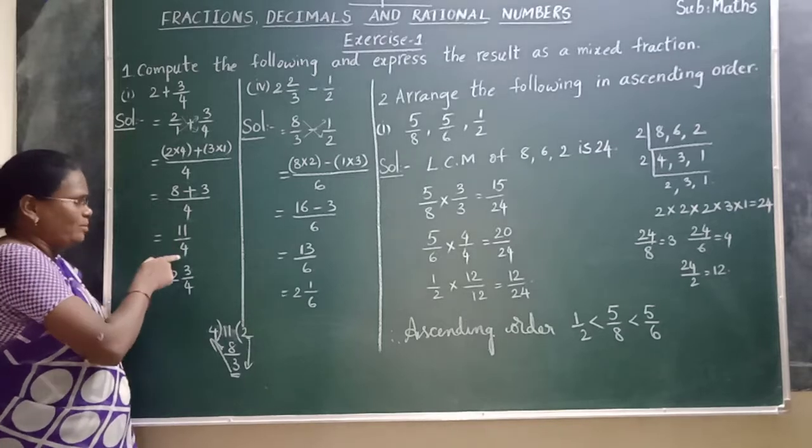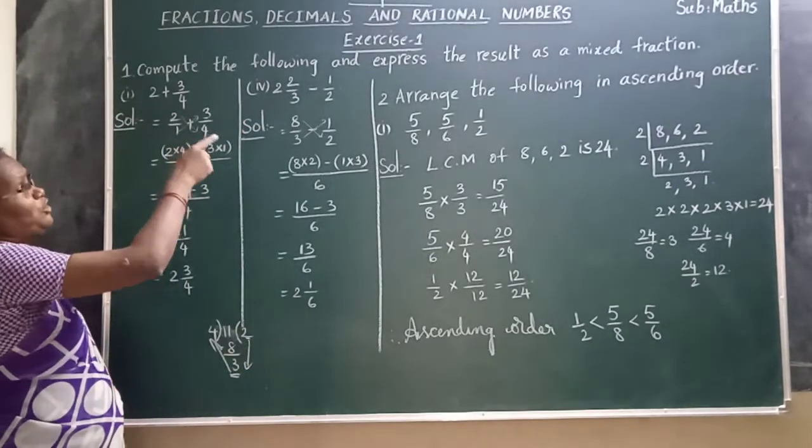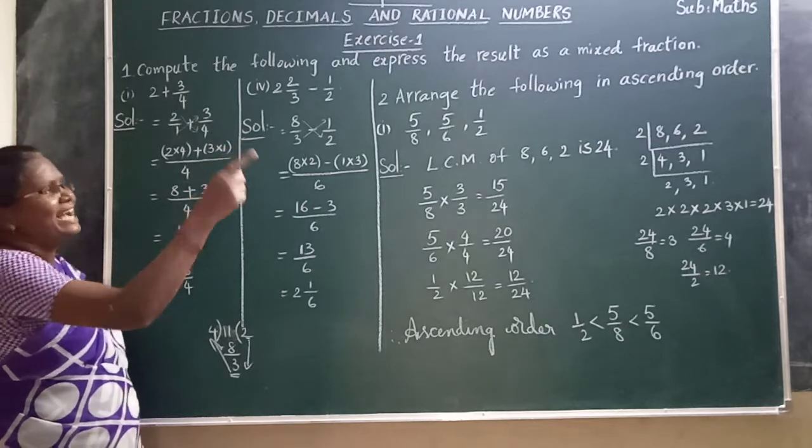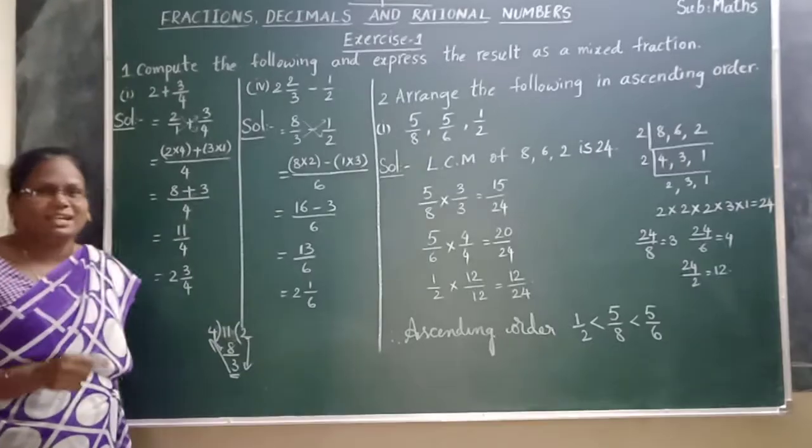Numerator is big, denominator is small. Here, express the result in the form they asked. Compute the following and express the result as a mixed fraction. This result we have to write as a mixed fraction.